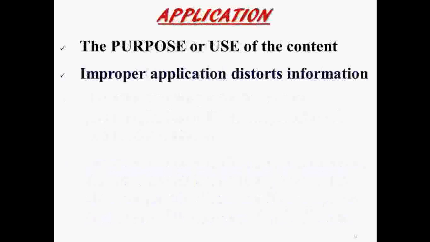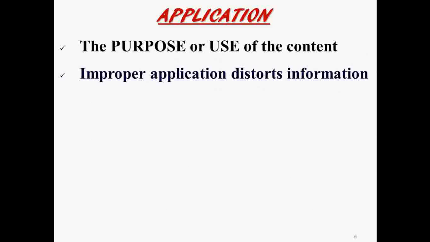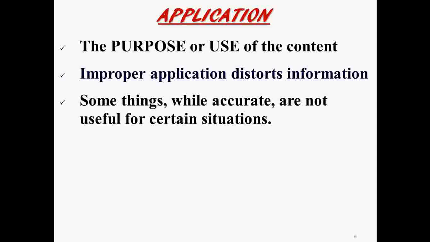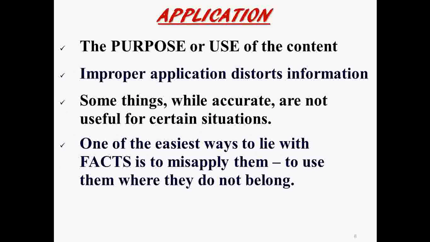The next thing is the application, the purpose of the information or the use. Remember this important little statement: improper application distorts information. If the application is wrong, the information will not be reliable or useful, or it can be misused. Some things, while they are accurate, are not always useful for certain circumstances or situations. And one of the easiest ways to lie with facts is to just misapply them. That is, to just use them where they do not belong or take them out of their right context.